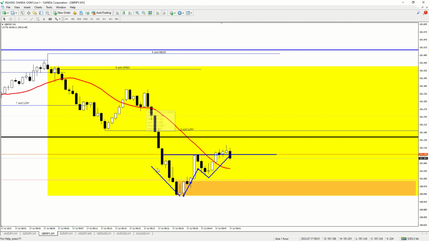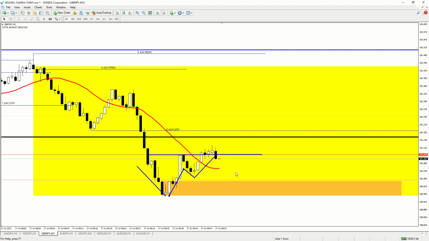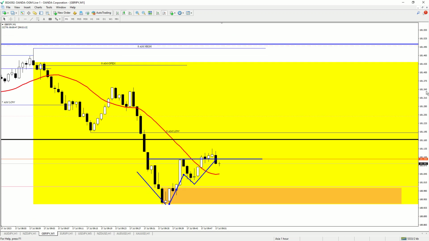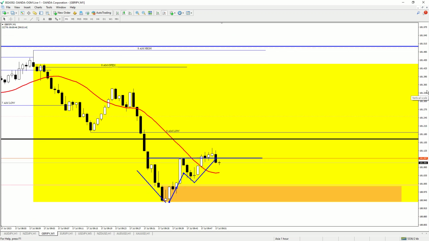Don't chase moves. I repeat, don't chase moves. You saw how quickly they were going in the down direction, but that doesn't mean you have to be there. I want to see them now making higher lows and higher highs. Then that will tell me that they've changed direction.